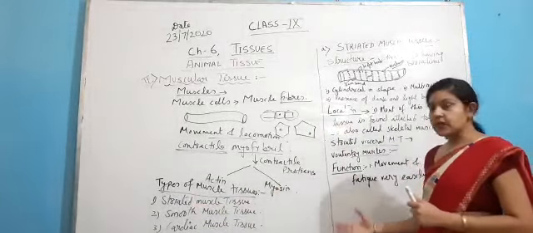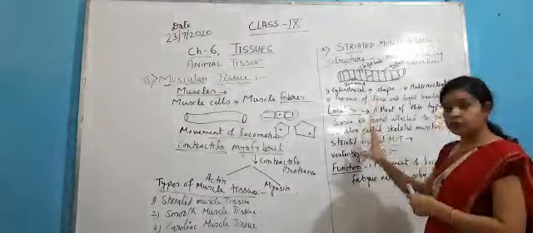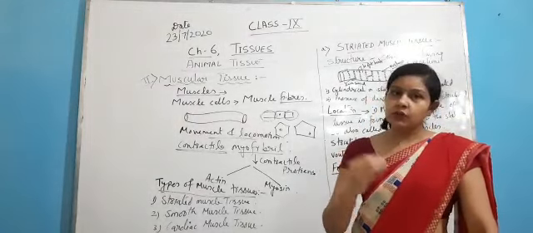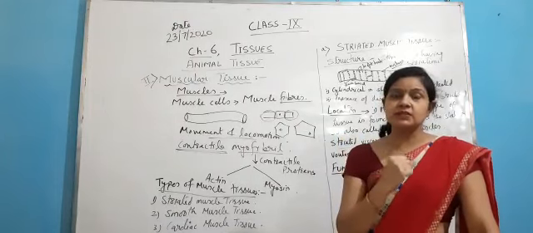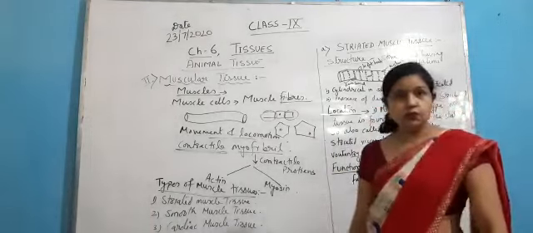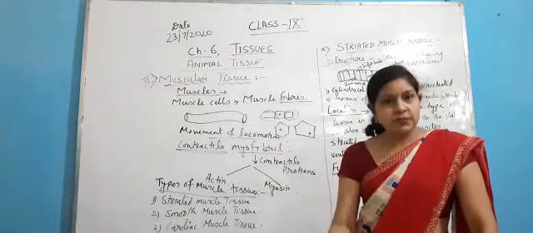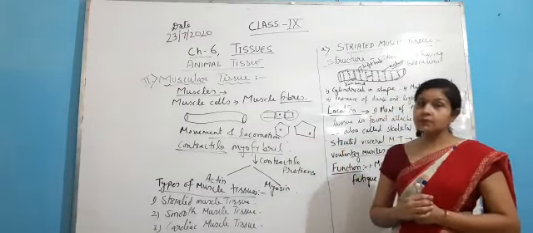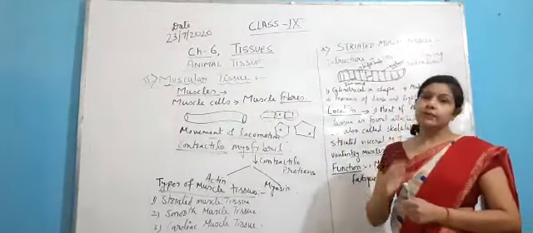Some of the questions which I have told you in this lecture, you have to remember. You can write them down when you are making notes: why they are called striated muscle tissue, why they are called voluntary muscles, why they are called skeletal muscle tissue. What is their location, where they are found, what type of muscles, such kinds of questions you have to remember. And very importantly, you have to remember the structure of the striated muscle tissue.